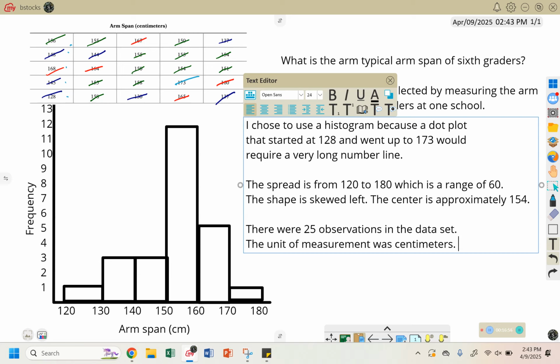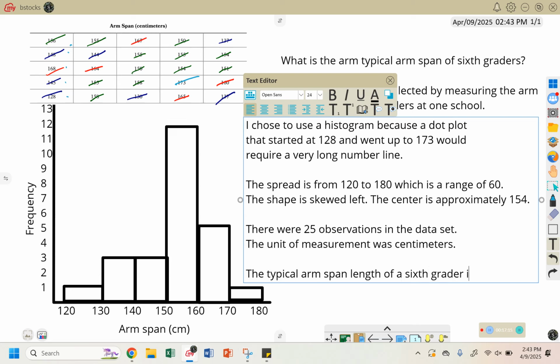And the answer to our question. So I said, what was a typical arm span length of 6th graders? The typical arm span length of a 6th grader is about 150 to 160 centimeters long.